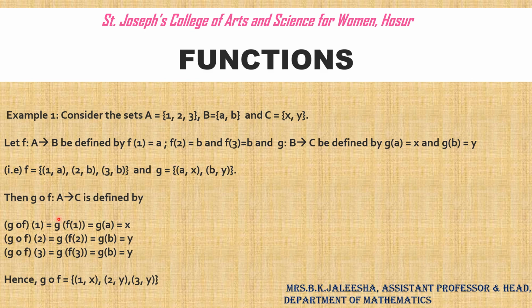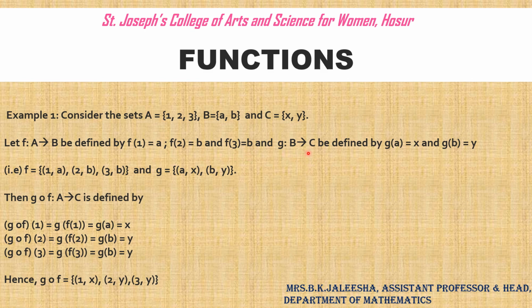Here I have given an example for the composite function. The sets are described here. A is equal to {1, 2, 3}, B is {a, b} and C is {x, y}. Now we define the function f from A to B. The domain is A, so the function gives answers for the values in A, that is f of 1, f of 2 and f of 3. It gives the answer in the set B, that is either a or b. Based on that they have given the values of f of 1, 2 and 3.